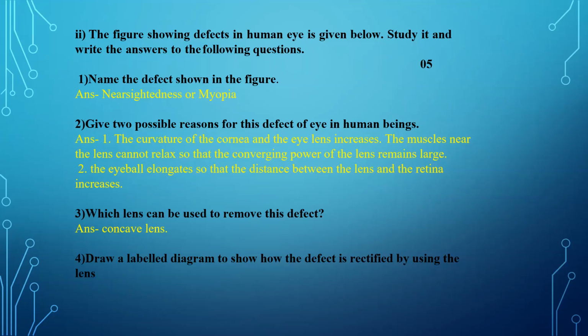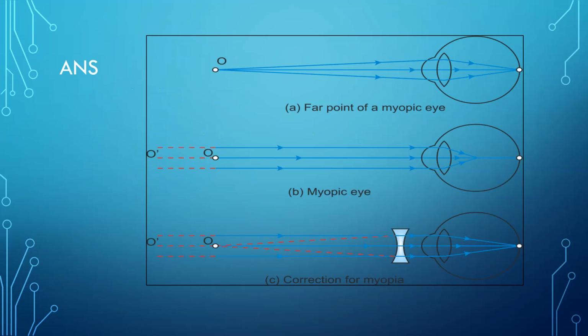Now next, the figure showing a defect in the human eye is given below. Study it and write the answer to the following questions. Now see, students, they have shown a diagram which is unlabeled. Here I have labeled it. Just forget the labelings and concentrate on the diagram. Here they have shown this diagram and they have asked some questions.